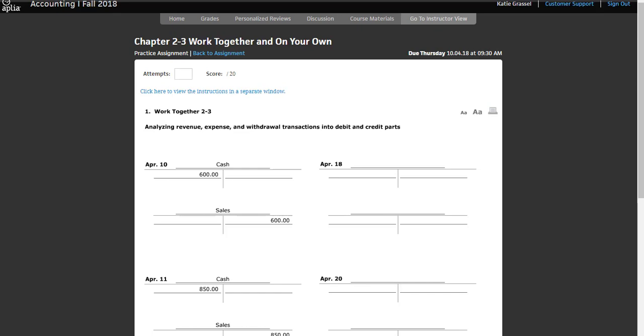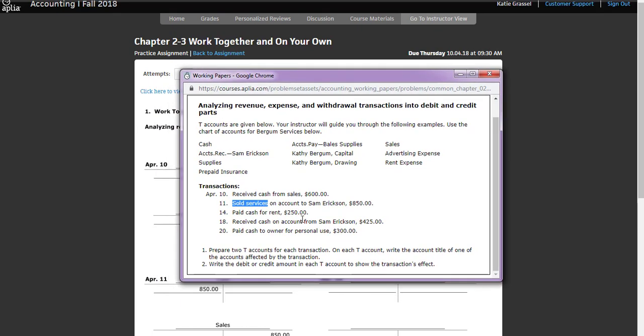Now, oftentimes, with the 11th and the 18th, people try to use sales for both of them, but you don't. You only use the sales account on the date that you perform that service. When we get money, it doesn't affect our revenue account at all, our sales account. All we're doing is affecting our cash and our accounts receivable. So we have cash and accounts receivable, Sam Erickson. Which account do you want to look at first here, Logan? Cash. We like cash. It's a simpler one.